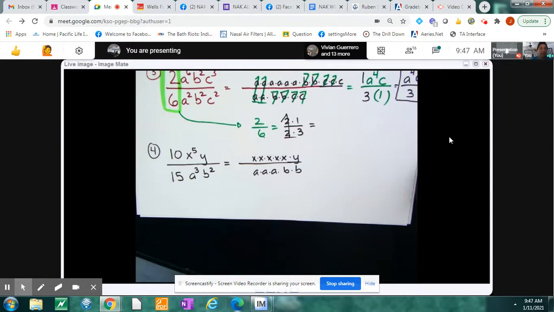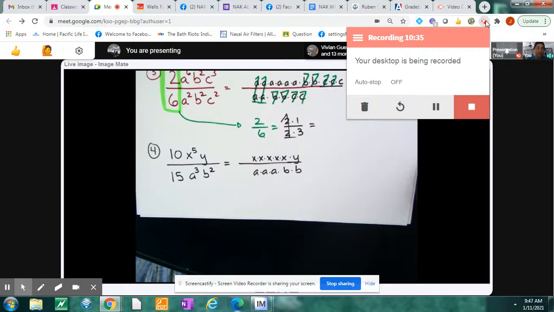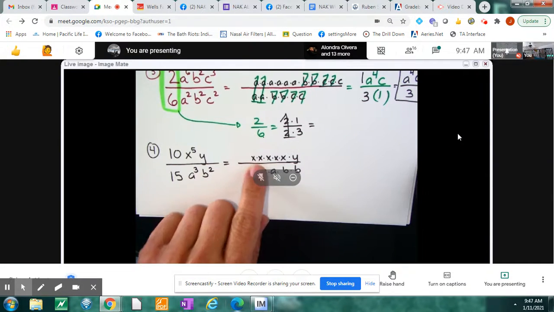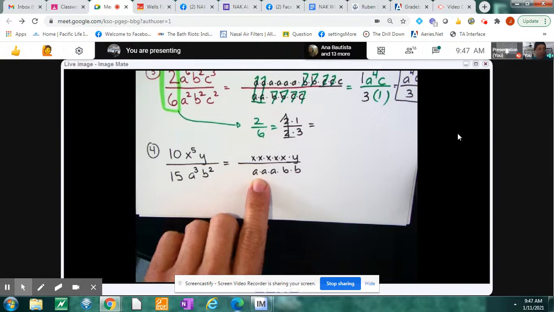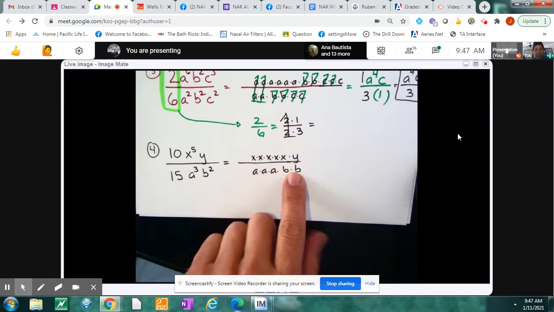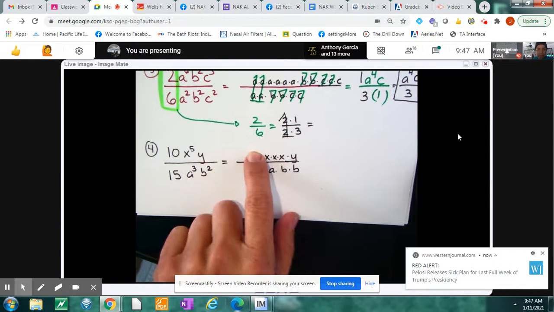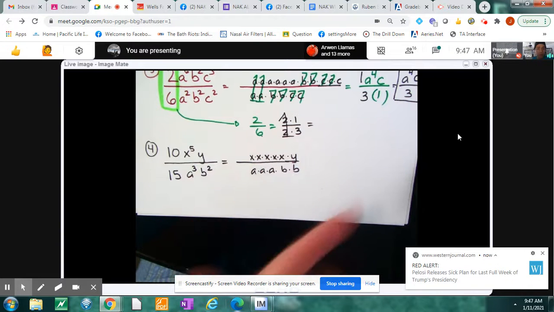All right, so what do we do, guys? So now let's look for the giant ones, correct? Let's go ahead and look for the giant ones. Do we got giant ones? X. But mister, there's no X in the bottom. Leave it alone. What about Y? Y, there's none. Mister, there's no A on top. Mister, there's no B. So what do we do? Leave it all alone. If you can't do anything, just leave it alone.